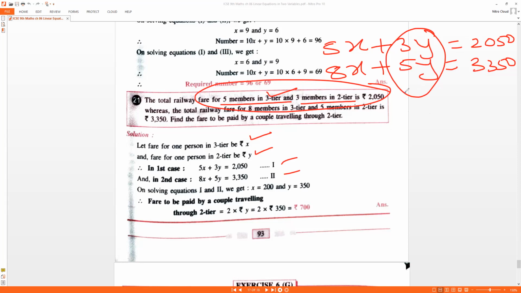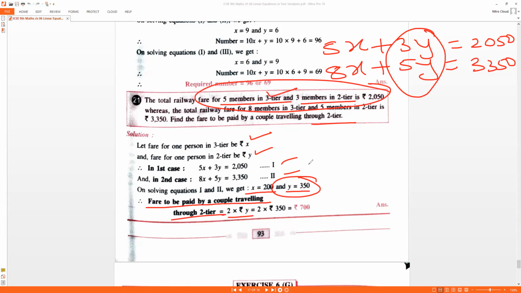And then you can get the value of x, and then you can get the value of y. So x happens to be 200, y happens to be 350. Therefore the fare to be paid by a couple traveling through 2 tier is y rupees. So 2 into y is the correct answer.